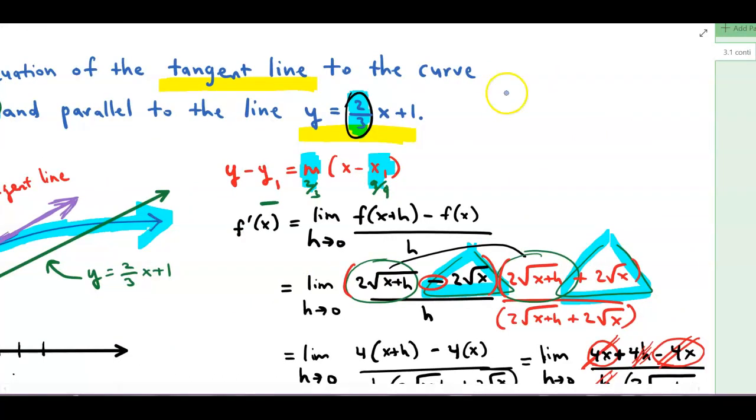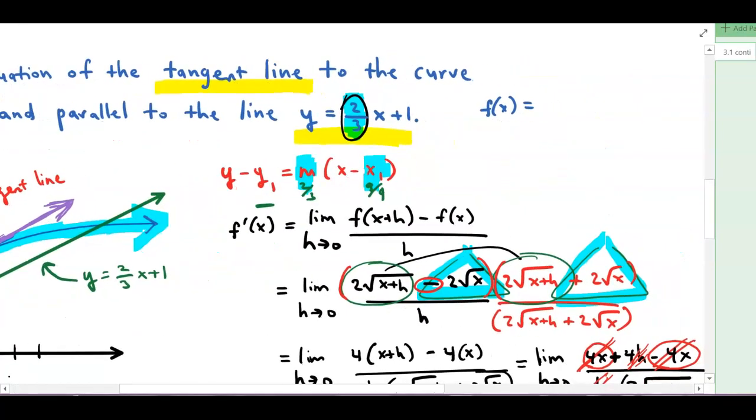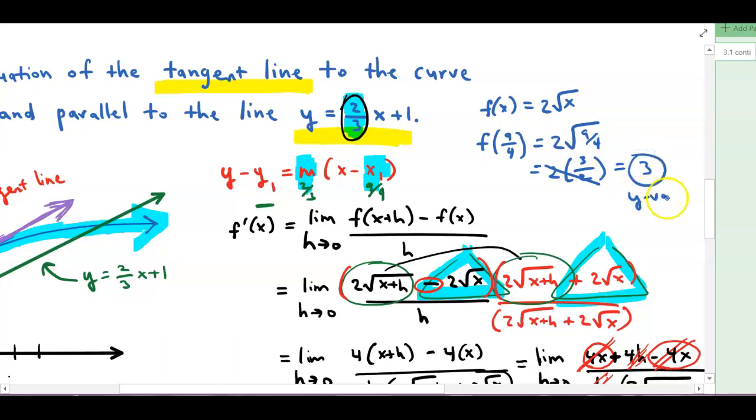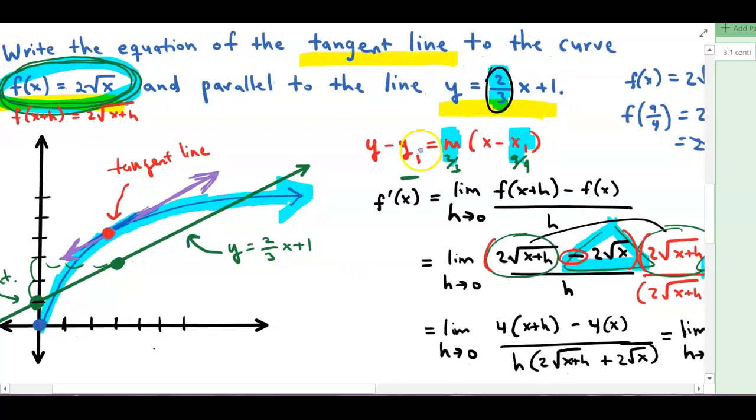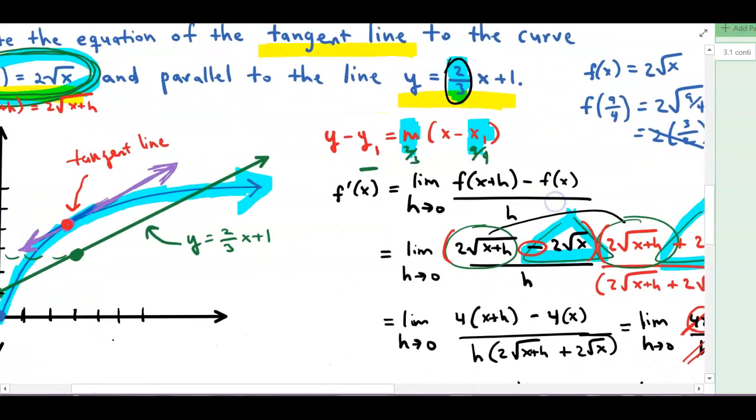So we know that our function is 2 rad x. And you know that x is 9/4 because we solved that earlier. So if we solve for this, the square root of 9 is 3. The square root of 4 is 2. And so your answer is 3, the y value. So if you go back to your little red equation right here, our y value was 3.